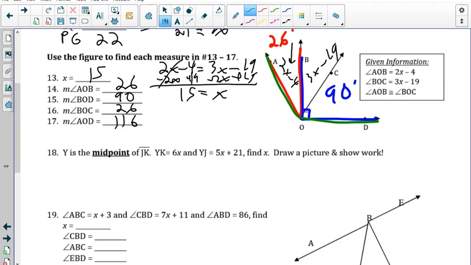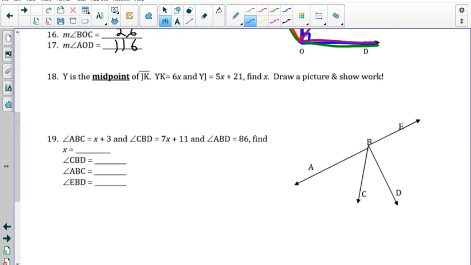Now think about it. What if it was asking for, let's say, COD? In that case, we would have taken 90 minus this 26. So always be careful, and it does help to use colored pencils to trace, so you know specifically what you're looking at.